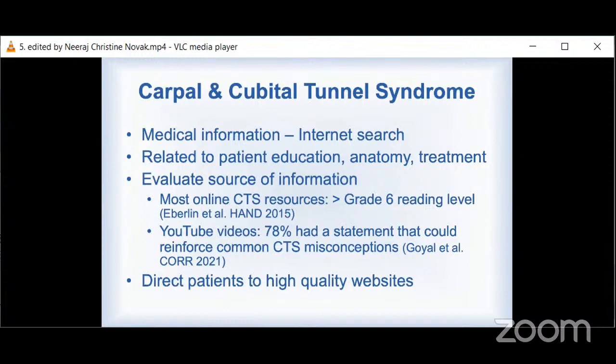Another study looked at YouTube videos and found that 78% had a statement that could reinforce carpal tunnel syndrome misconceptions. And so I think as part of patient education, it's important to direct patients to high quality websites.